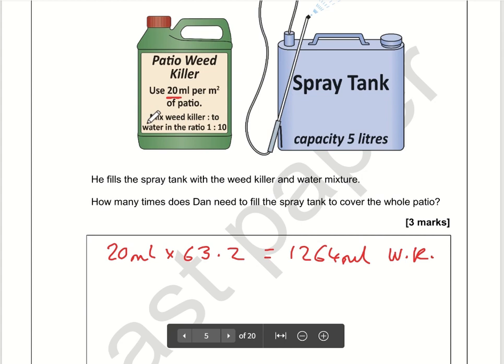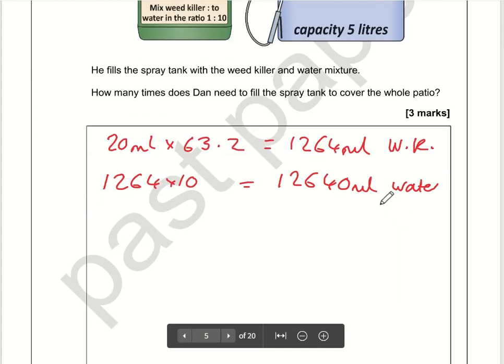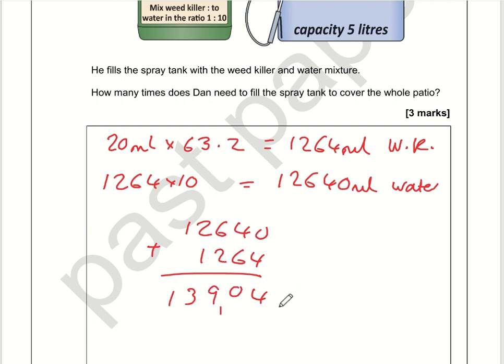Okay, now we know that the ratio of weed killer to water is 1 to 10, so that means we need 10 times more water than we do weed killer. So the amount of water we need is 1264 multiplied by 10, which is 12,640 millilitres of water. So the total volume, water plus weed killer, is 12,640 plus 1,264, and that comes to a total of 13,904.